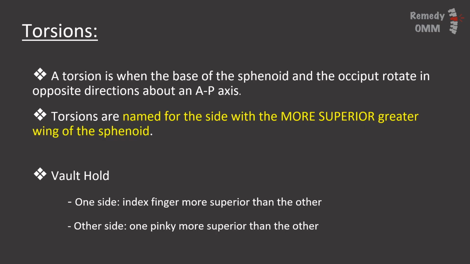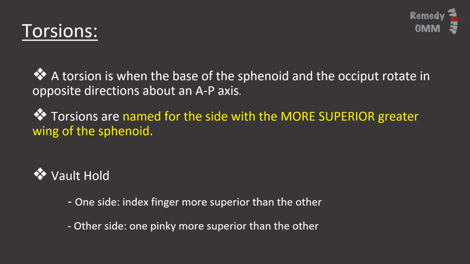The first diagnosis is a sphenobasilar torsion. In a torsion dysfunction, we have the sphenoid and the occiput rotating to opposite sides on an anterior to posterior axis. These dysfunctions are named for the side with the more superior greater wing of the sphenoid. These can be caused by trauma. Now, when assessing a patient in the vault hold, what you'll observe is that on one side, your index finger will be more superior than the index finger on the other. And on the other side, you'll observe that your pinky is more superior than the other.